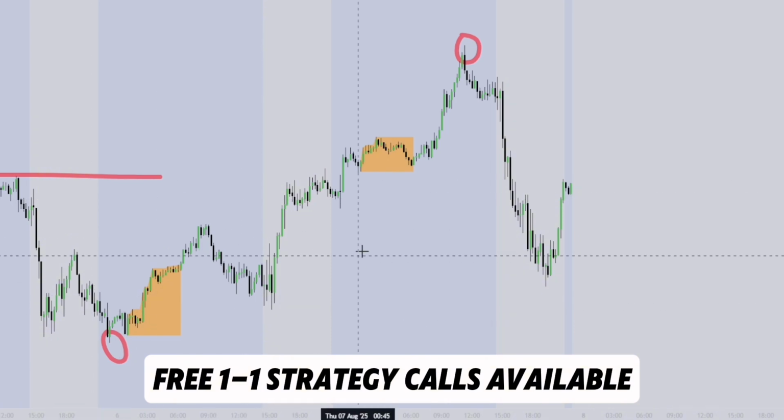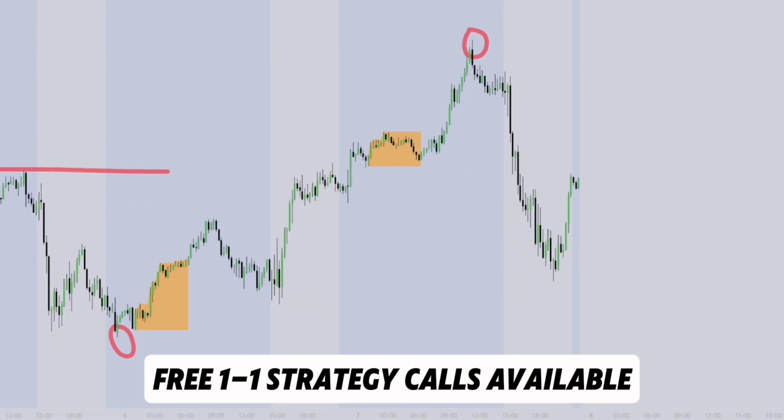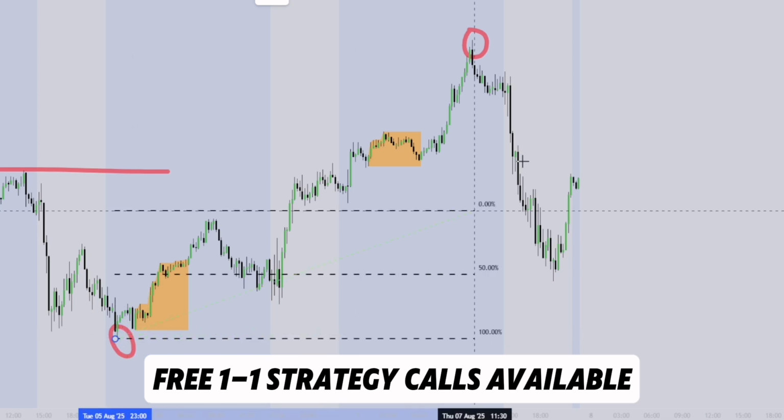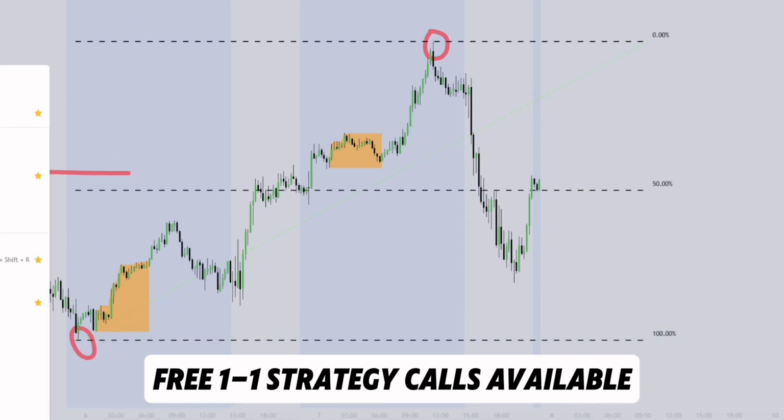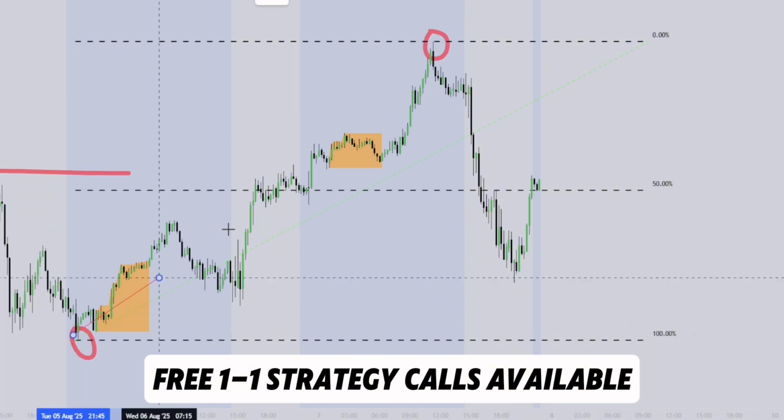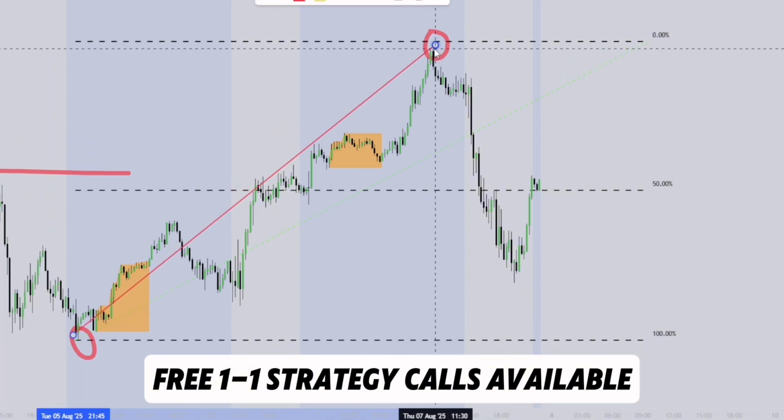Now, once you have market structure down, the next thing you want to focus on is your dealing range. Dealing range is the most recent swing low up to the most recent swing high. So this is the dealing range principle that we're going to be focusing on. You need to understand that this here is your dealing range. This region here is your dealing range.